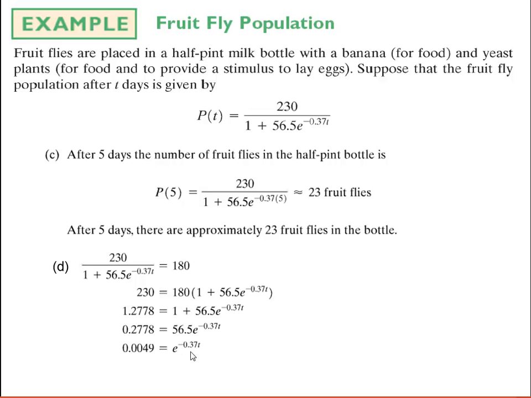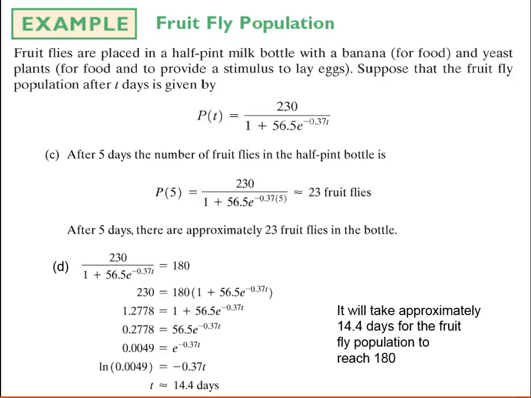So finally, I isolated the exponential. I'm going to ln both sides of this equation. And again, lning the e undoes that, and I get just the exponent. And so the value that we get, if I divide by negative 0.37, I'm going to get about 14.4 days to reach the value of 180.